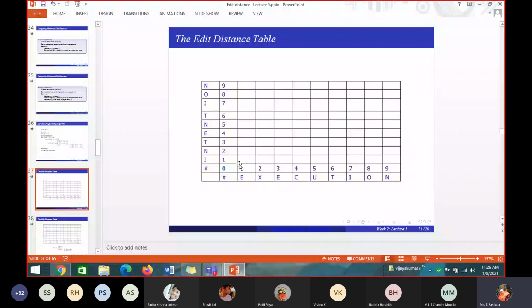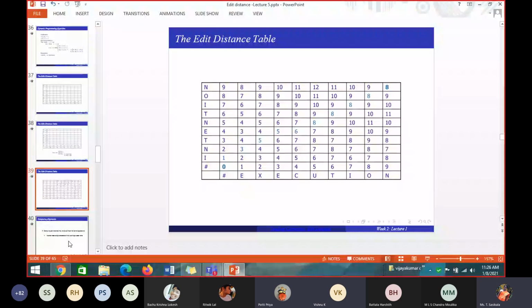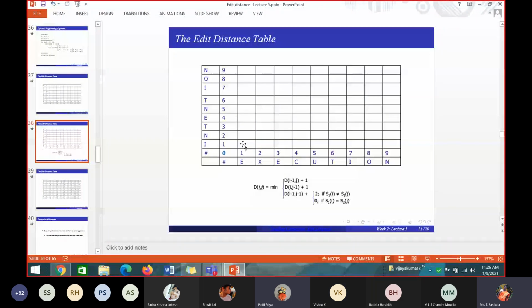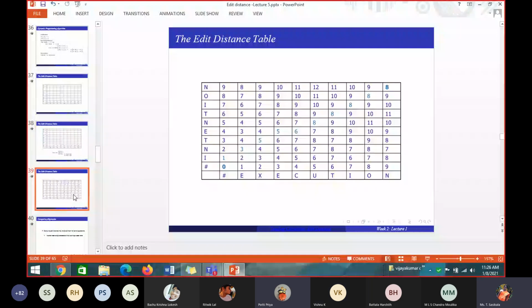I minus 1 is 0. See here, I'll show you. It is (0,1). What is the value here? 1. So 1 plus 1. Then next one, the min of. Take all these three options and tell me the value. D of i comma j minus 1 plus 1. What is the value you are getting?